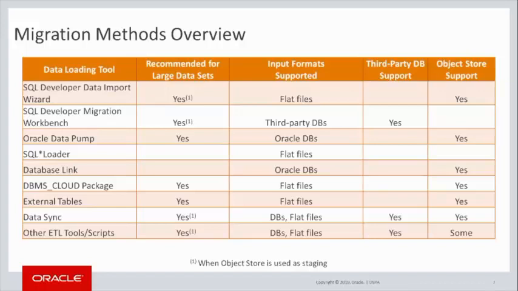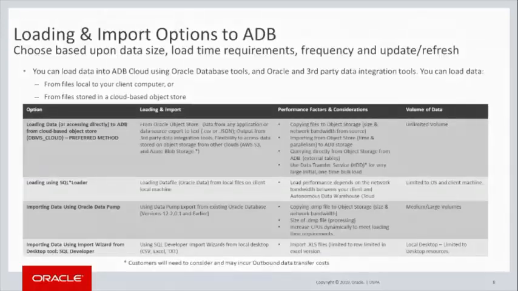Use the chart in this slide to go over the considerations to decide which method is the most appropriate for any specific Autonomous Database loading requirement. You can load data into ADB Cloud using Oracle database tools and Oracle and third-party data integration tools. You can load data from files local to your client computer or from files stored in cloud-based Object Store.